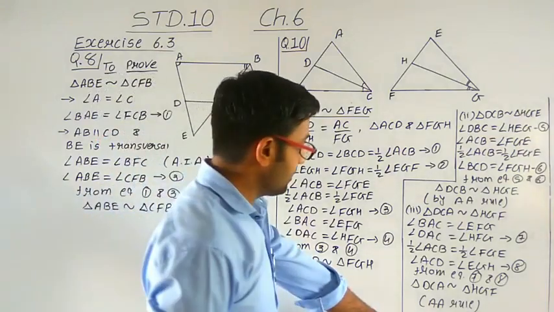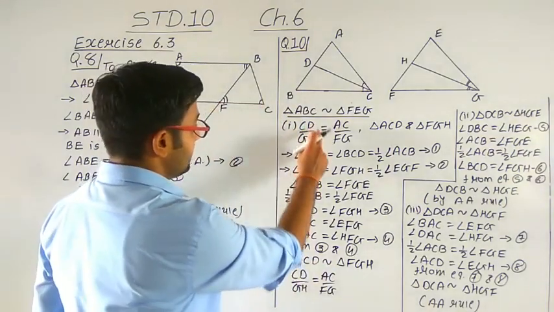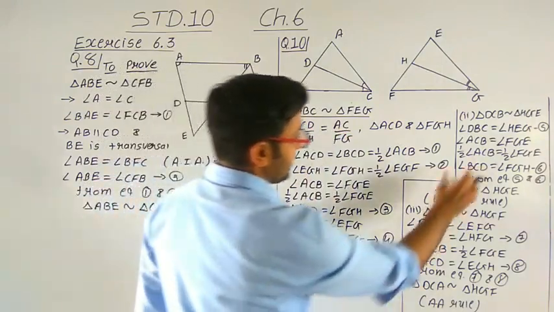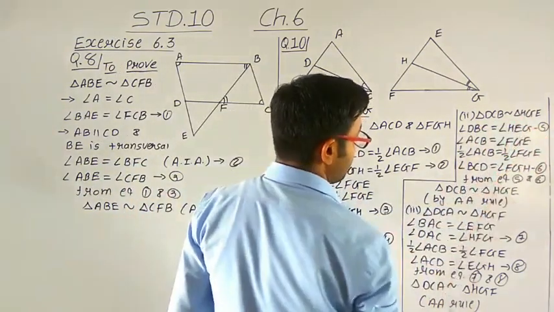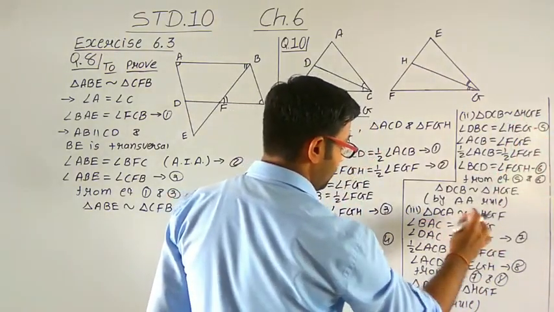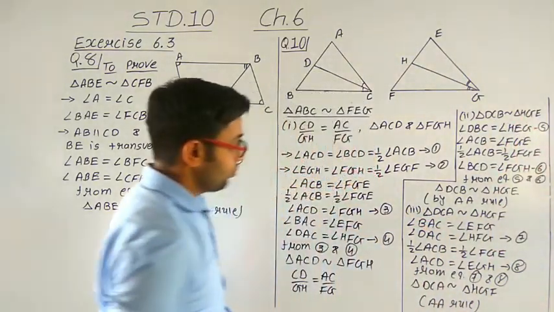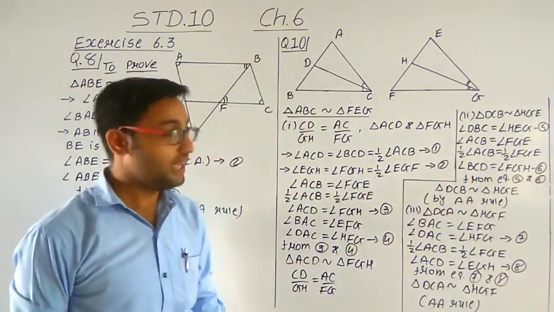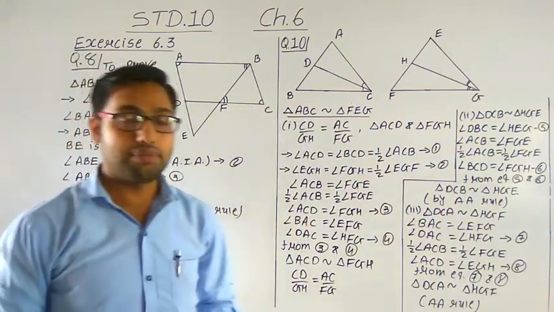Right? So these are the three things that we have to prove here. CD upon GH is equal to AC upon HG, that we have proved here. The second thing, that these two triangles are similar, we have proved here. And the third thing we have proved here. So all this we can do by the angle similarity criteria. Okay? So in this way we can solve this type of questions.